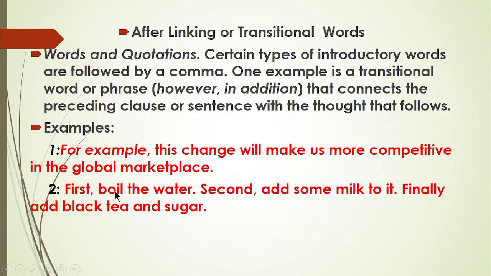First, comma, boil the water. Second, comma, add some milk to it. Finally, add black tea and sugar. So here first and second are transitional words and we are using commas after them. Finally is also a transitional word. Here comma is missing, but we have to put a comma here as well.